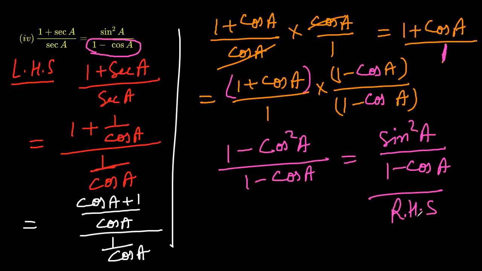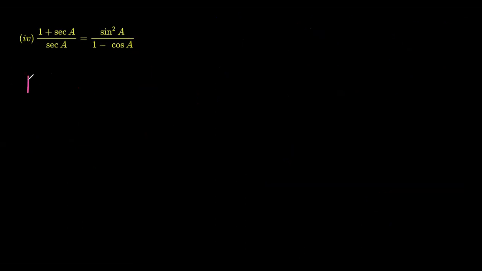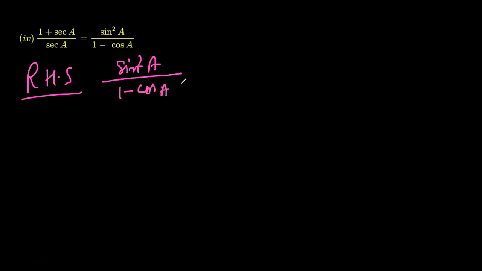Let's see another way of doing this question. Suppose we start with the right hand side. This might look a little different, but it is the same thing. Sine squared a by 1 minus cos a is the right hand side. So let's write it. Sine squared a by 1 minus cos a, which would be equal to, sine squared a can be written as 1 minus cos squared a, divided by 1 minus cos a.